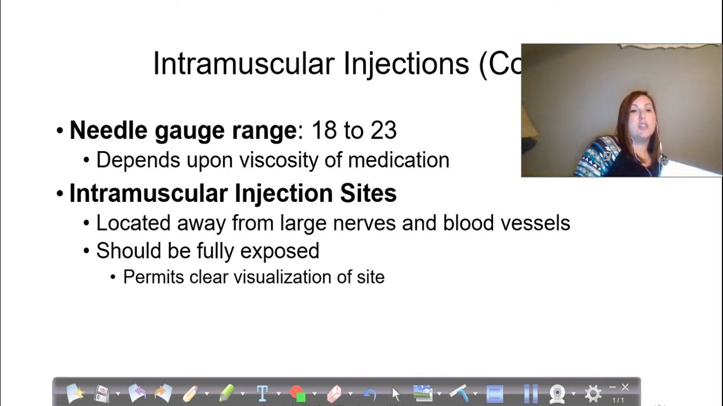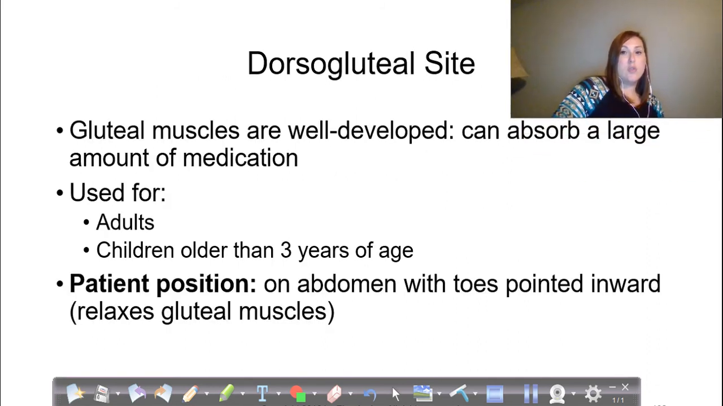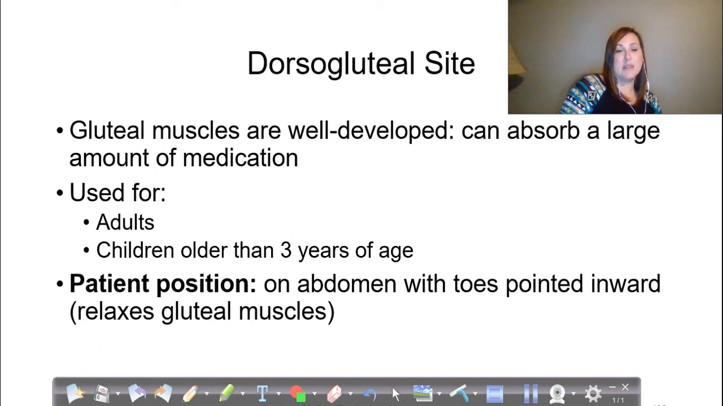Your IM injection sites are located away from large nerves and blood vessels, and you want to make sure that area is fully exposed. That way you have a clear visualization of the site. The dorsal gluteal, that's our buttock. In adults, they're very well developed. They can absorb a large amount of medicine. We want to use that in adults and children over 3.